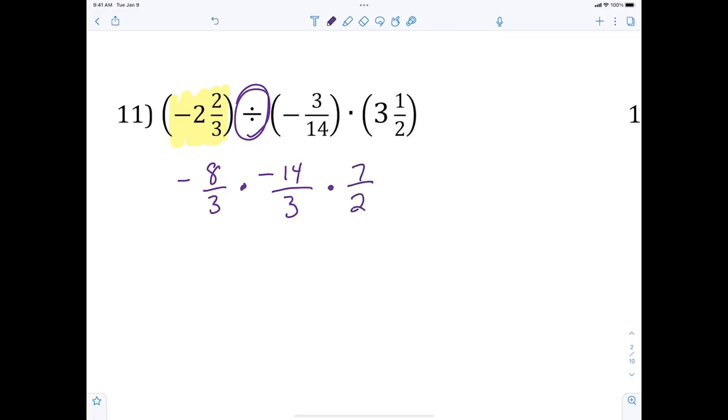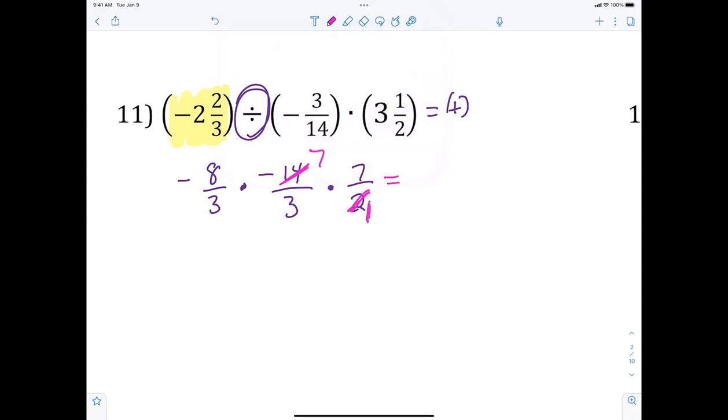Yes. Is everybody looking at that okay? All right. Now, is my answer going to be positive or negative? Thank you. The answer is positive. So now what can I do with these numbers? What can reduce? 14 and 2, that becomes a 7, and the 2 becomes a 1, yes.